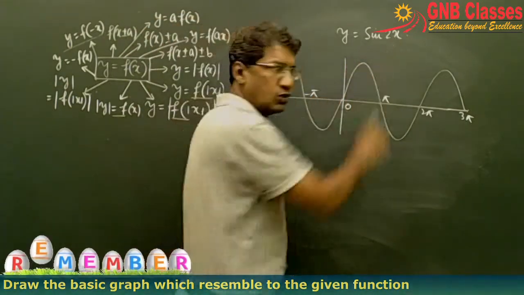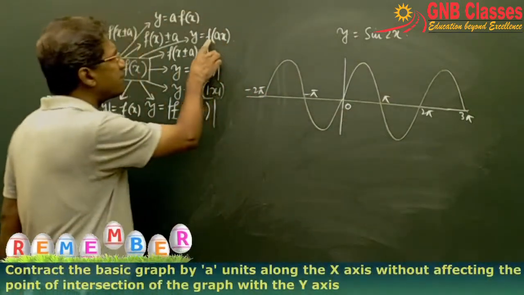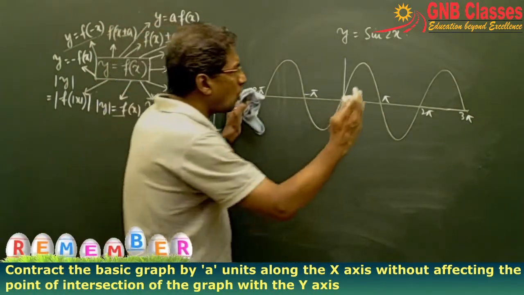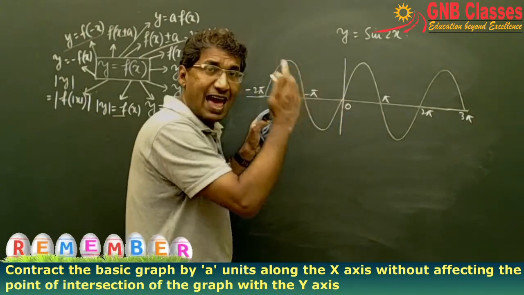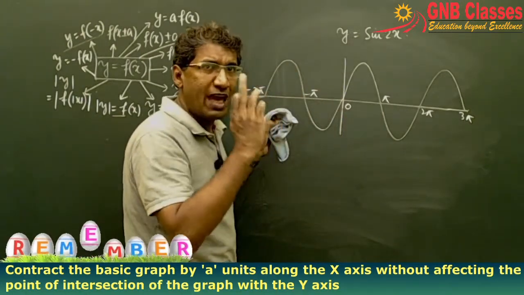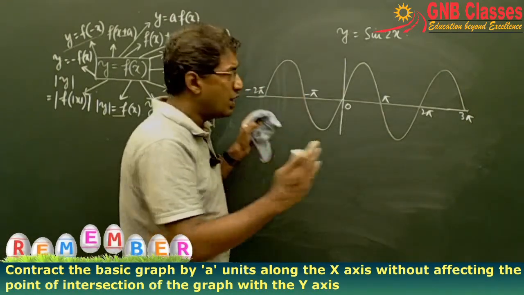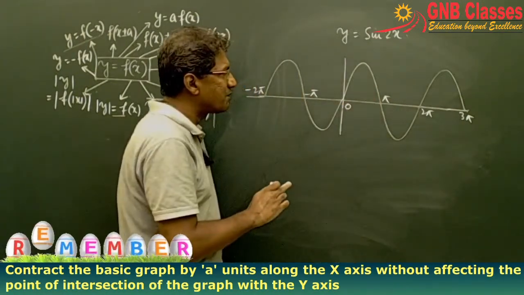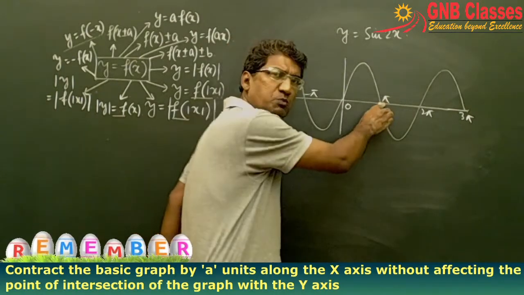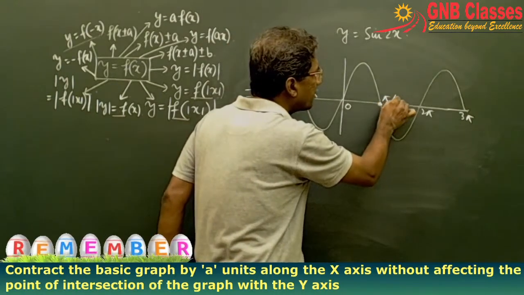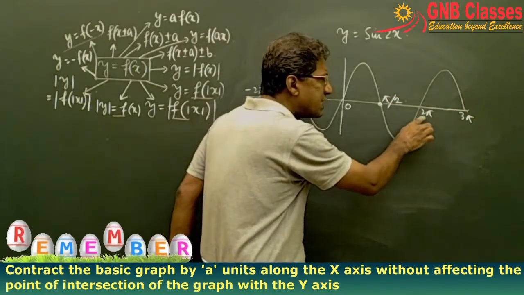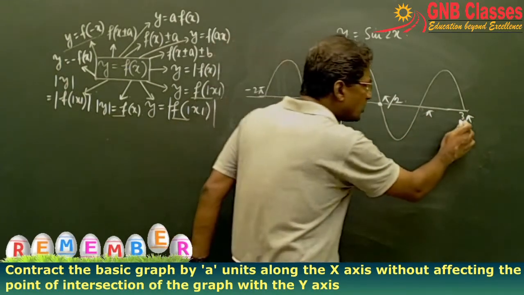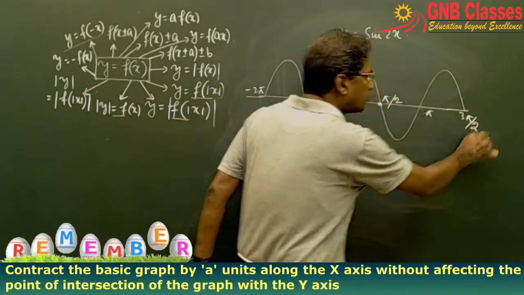Now, we have been given sine 2x. Remember it. Whenever you have f of ax, you contract the graph along the x-axis without affecting the y-axis. Is it clear? You will just contract the graph by 2 times on the x-axis. That is, this point which was previously pi, this time it will become pi by 2. It was previously 2 pi. When you have contracted by 2 times, it will become only pi. Is it clear? This was your 3 pi previously. Now it will be 3 pi by 2.